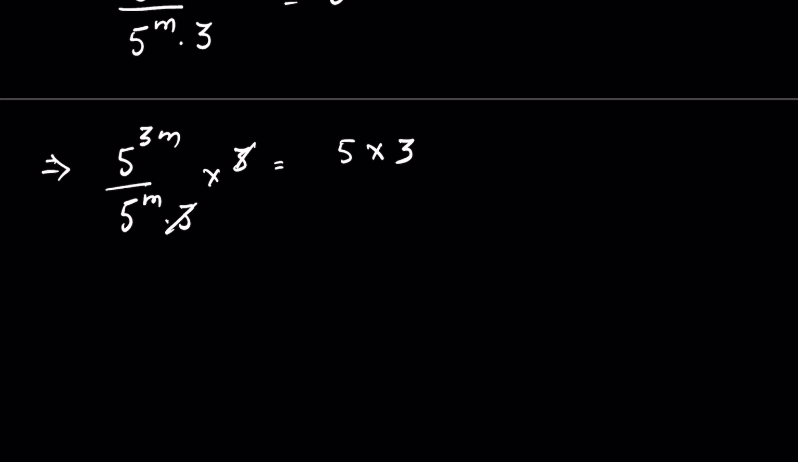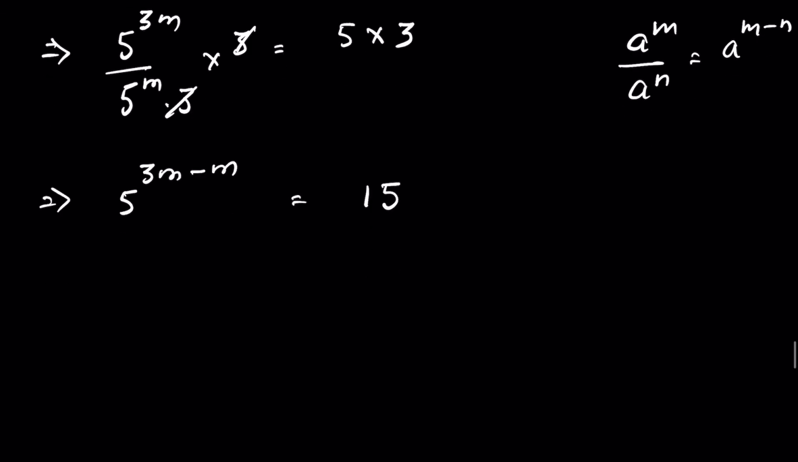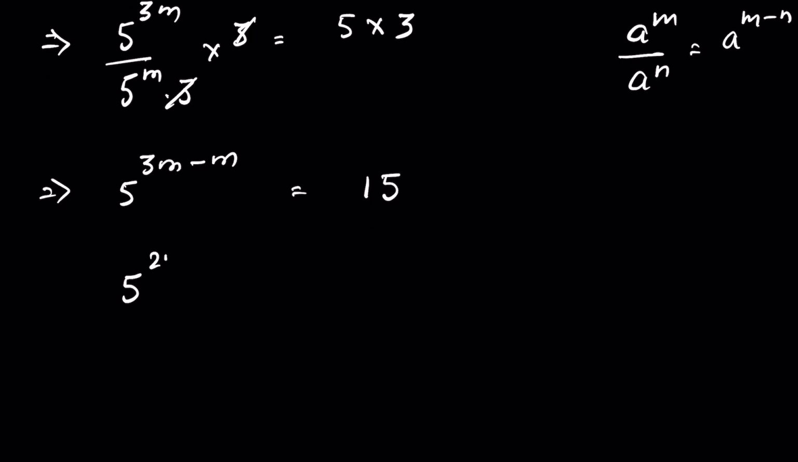Again there is an identity. If a to the power m upon a to the power n is equal to a to the power m minus n. So this will be 5 to the power 3m minus m is equal to 15. So we have 5 to the power 2m equal to 15.